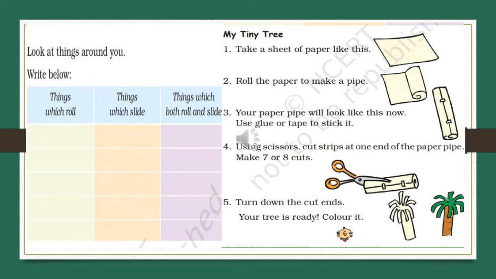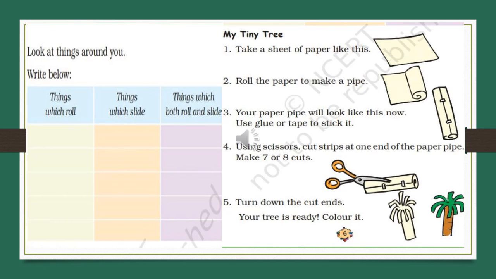Take a sheet of paper as it is shown in the first picture and then roll the paper to make a pipe. Then your paper pipe will look like this. Now use glue or tape to stick the corners. Now use scissors to cut strips at one end of the paper pipe and make 7 to 8 cuts. If not possible, you can make 3 to 4 cuts also. Then turn down the cuts at the end.